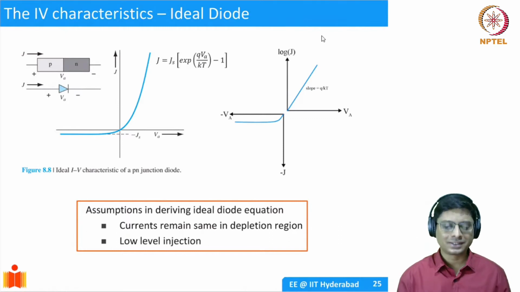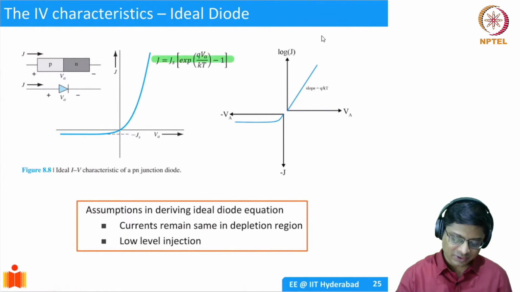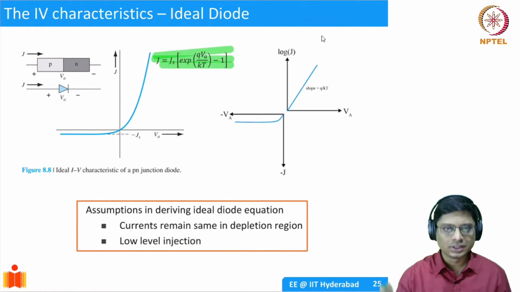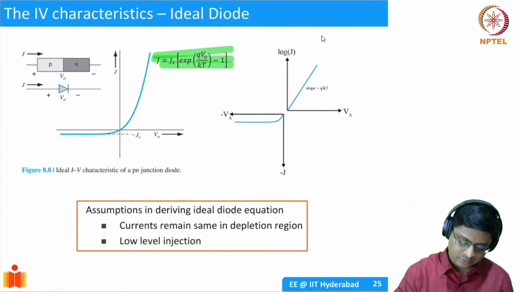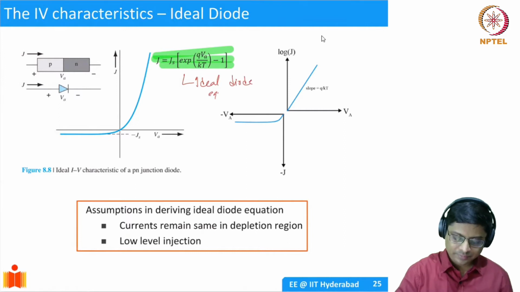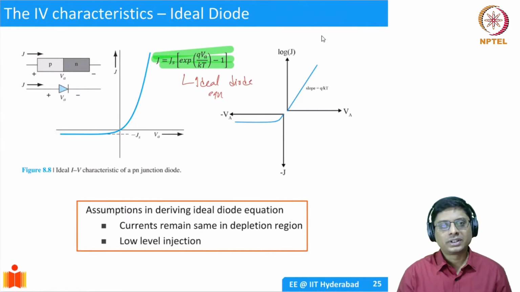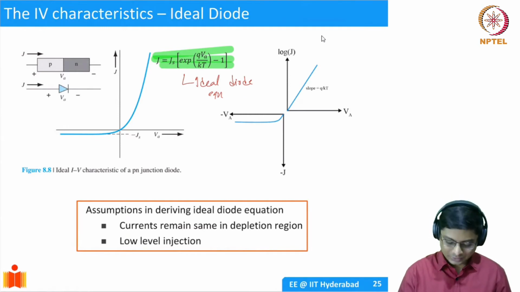Hello, welcome back. The last topic I want to cover in PN junctions is the differences between an ideal diode and a non-ideal diode. So far, what we have seen is what we refer to as an ideal diode. And the expression that we have derived, this current density J equals Js times exponential of qV by kT minus 1, is actually called the ideal diode equation.